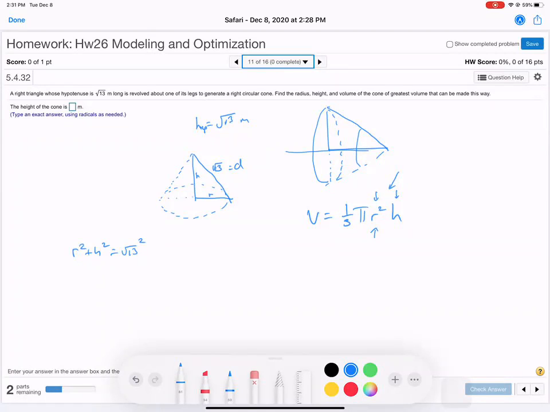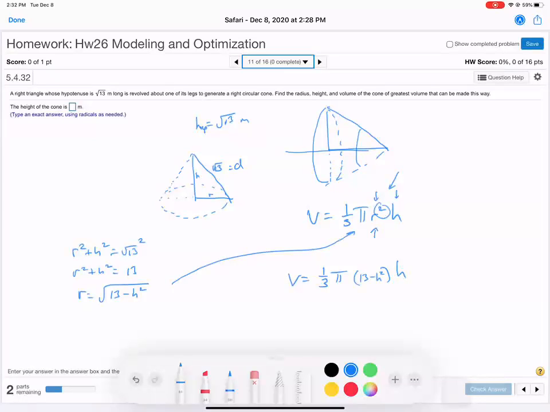Okay, so let's go ahead and try this. What if R squared plus H squared is equal to 13, and R is equal to the square root of 13 minus H squared? The reason why I did this is because when I plug it in, we're still going to end up with a nice square root. So V is equal to 1 over 3 pi, and then our R value is going to be replaced with our square root. And the square and the square root are going to cancel out.